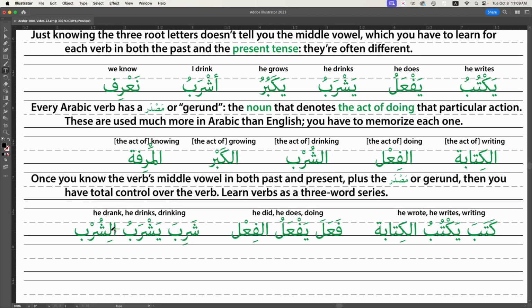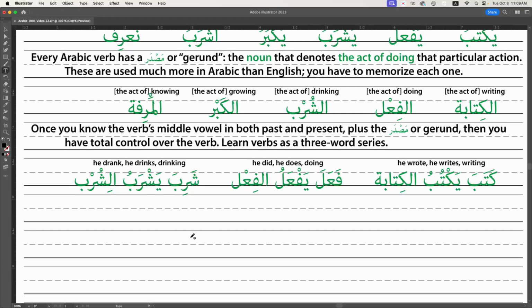So if you learn verbs as a 3-word series, you'll have full control over the verb, and you won't ever need to look anything up. A lot of textbooks will either give you shariba is drink, or yashrab is drink, and not really give you everything you need to know in order to fully use the verb, which is kind of why I'm going through this in great detail here to explain it to you.